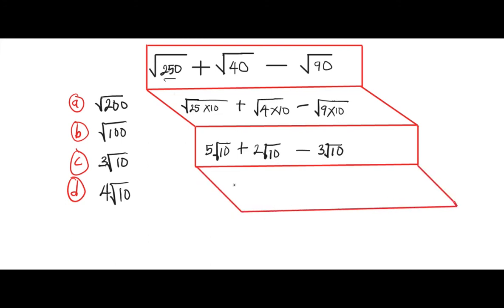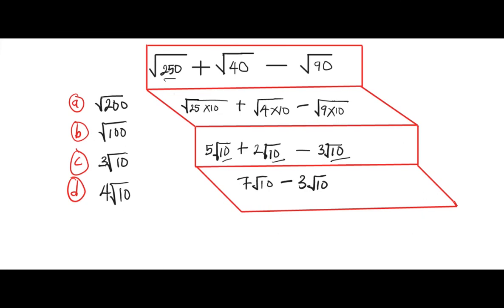Having drawn my box, the next thing is to simplify this further. So we have 5 root 10 plus 2 root 10 minus 3 root 10. We can add these because they have equal roots: root 10, root 10, and root 10. They are the same. So 5 root 10 plus 2 root 10 gives 7 root 10, minus 3 root 10. We can simplify this further.